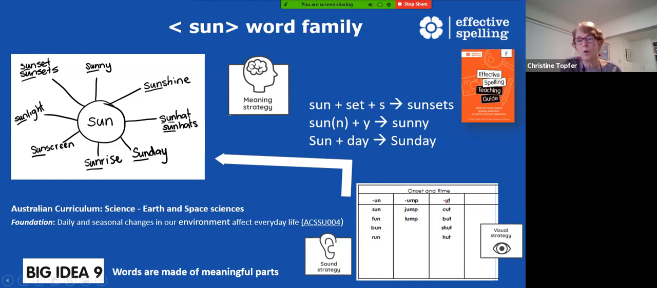So while you're exploring onset and rhyme as useful spelling patterns, you could at the same time pull sun out, because you're talking about weather and it's part of your science curriculum, and explore the morphological family of sun. So these big ideas don't live in isolation, they are connected, and this is just to show you a connection that you might make in Foundation.